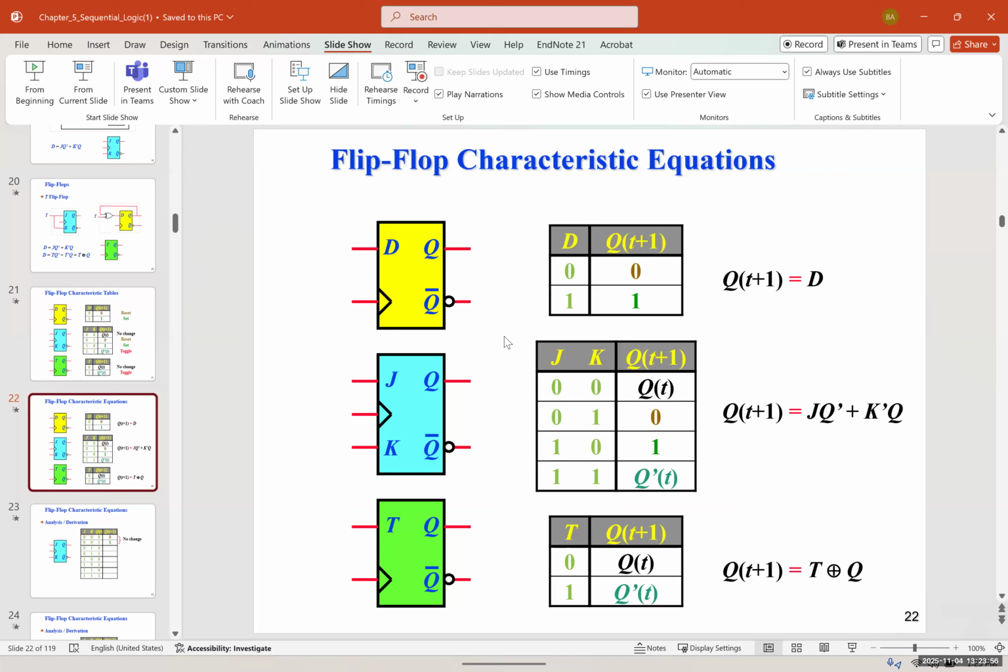For a T flip-flop, the equation Q(t+1) is going to be T XOR with Q. In other words, if T is 0, you're going to have Q(t). And if T is 1, you're going to have Q prime of t.